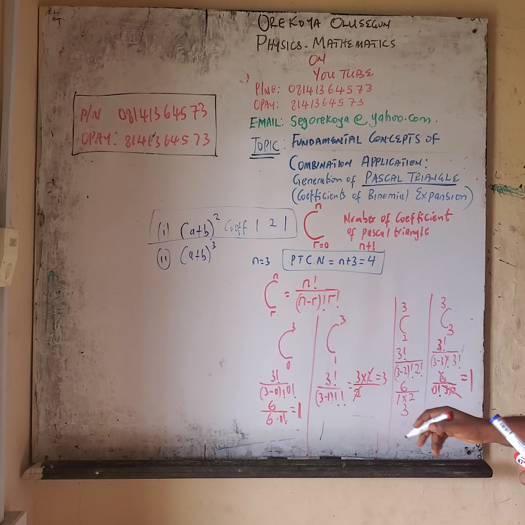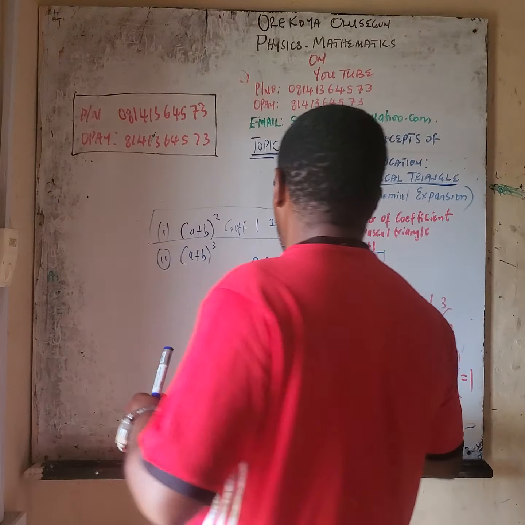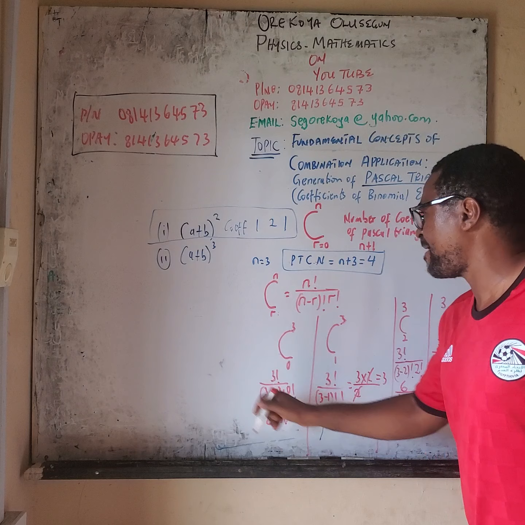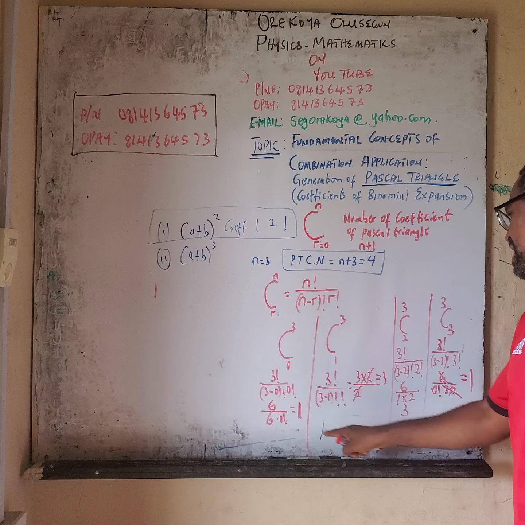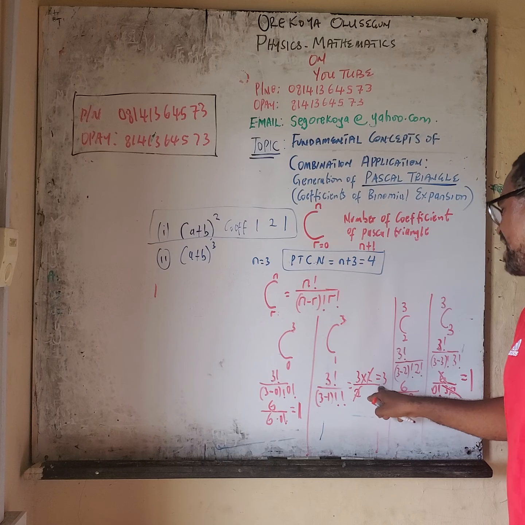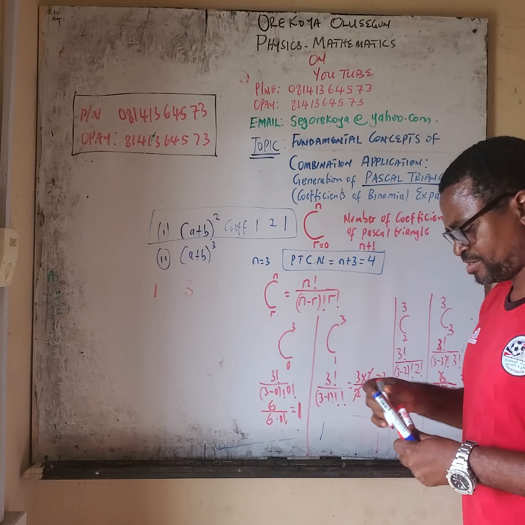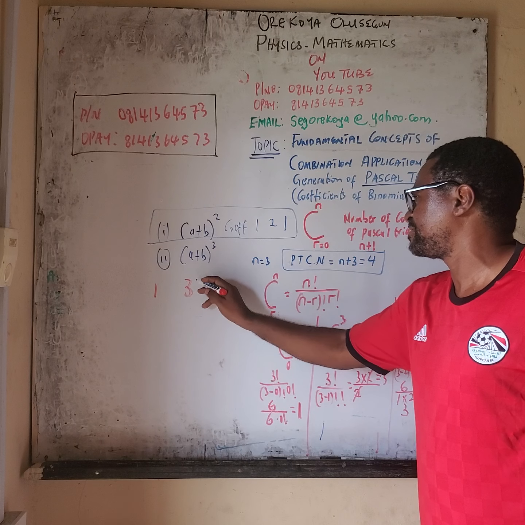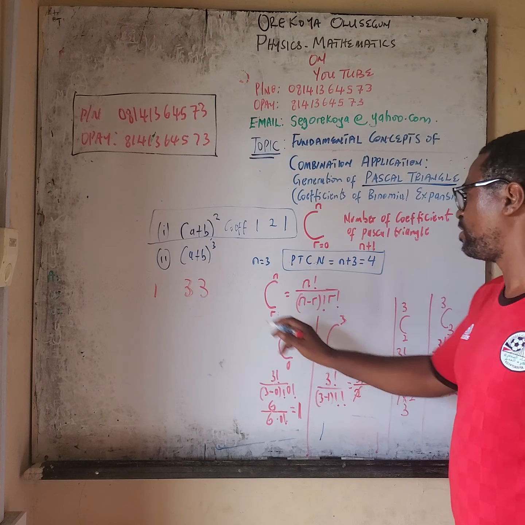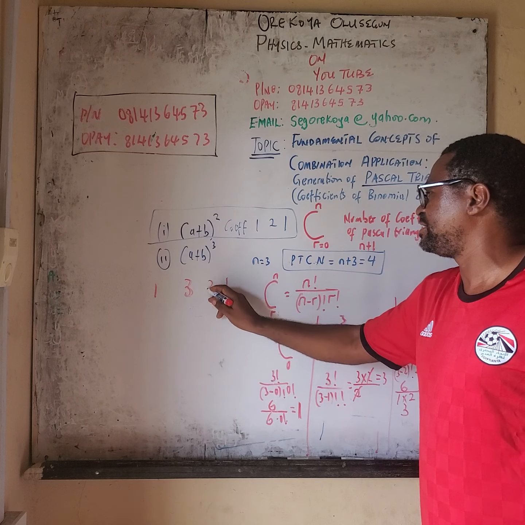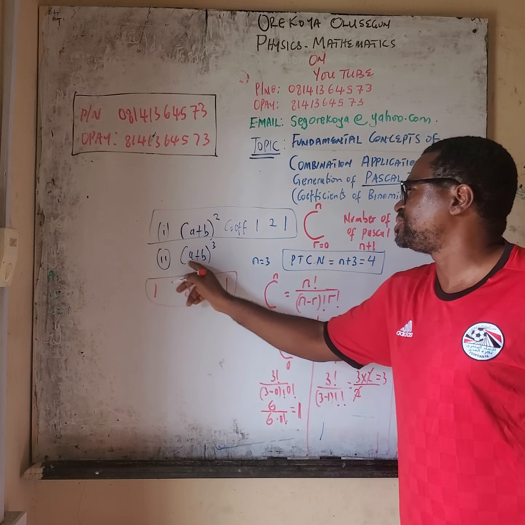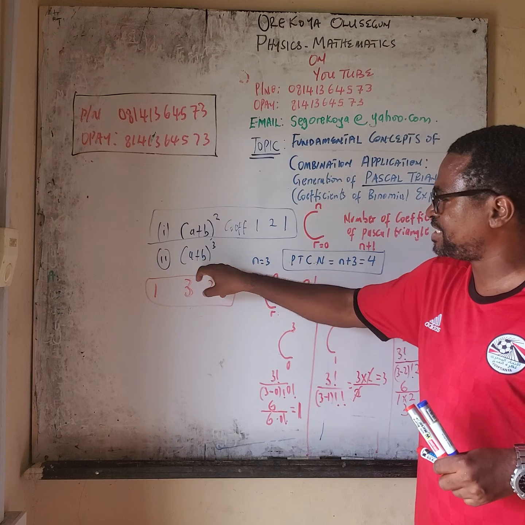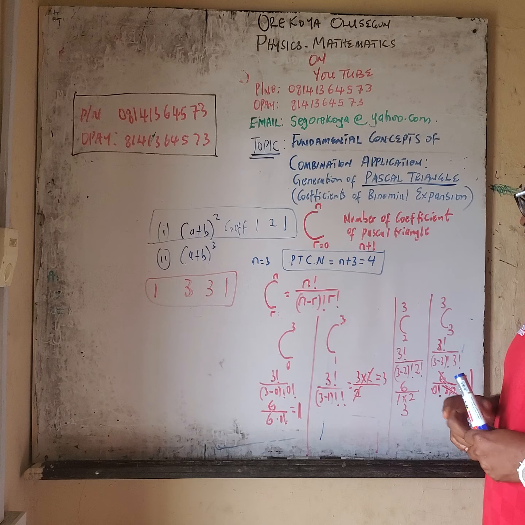So our answer for the coefficients of a plus b raised to power 3 are 1, 3, 3, 1. So these are the coefficients for the expansion of this binomial expression.